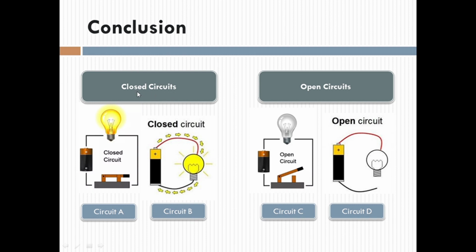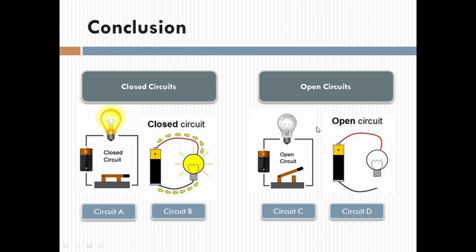Remember, if a circuit is called a closed circuit, it means it is able to produce light or it is able to flow the electricity. Because in a closed circuit, there is no space. The switch is closed and between the wires and the electric supply and the lamp, there is no space.